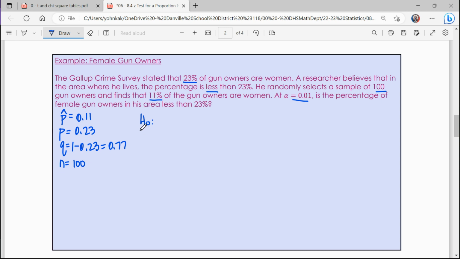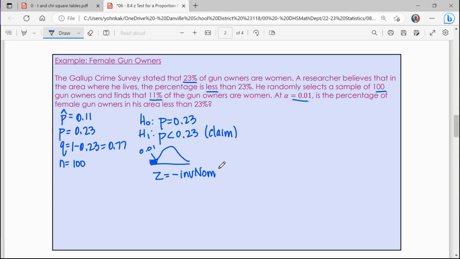All right, our null hypothesis is going to be p equals 0.23. Our alternative hypothesis is that it's less than 23%, and that is our claim. So when we draw and shade our picture, we're going to shade on the left. We're going to grab all of the alpha, 0.01. Our critical value is going to be negative because it's on the left. If we inverse norm 0.01, we're going to get a critical value of negative 2.33.